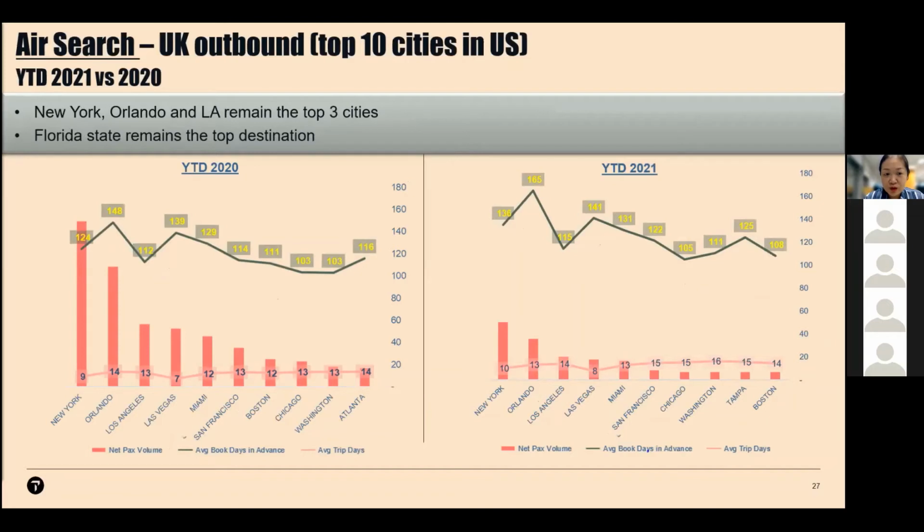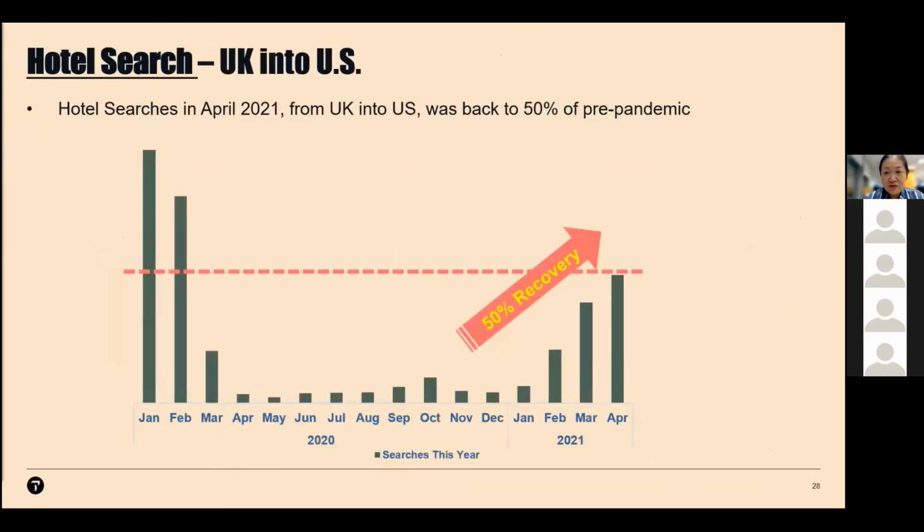For example, New York increased from 124 days in advance to 136 days in advance. And Orlando increased from 148 days to 165 days, super long. And for hotel bookings, it's still between 20 to 25% of last year. So let's look at the hotel search trend.